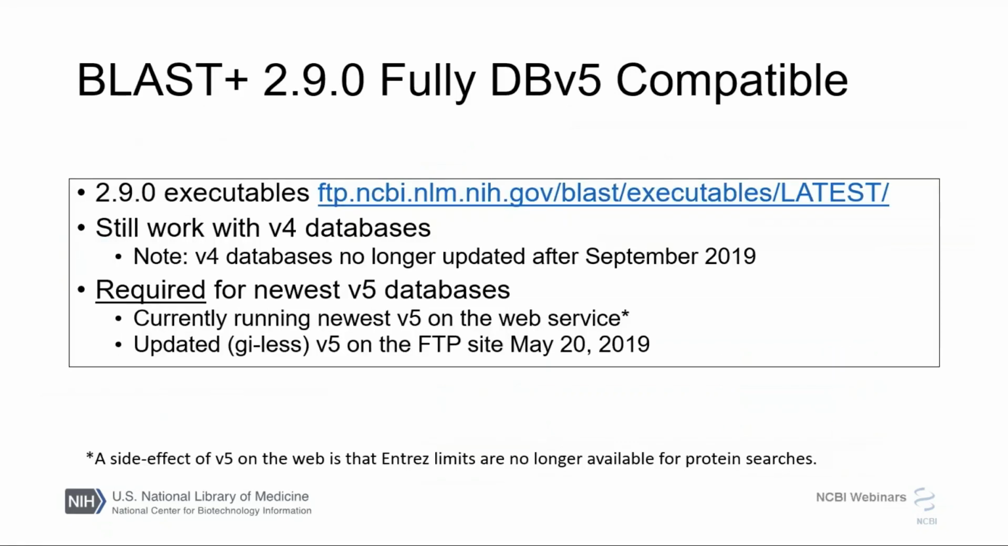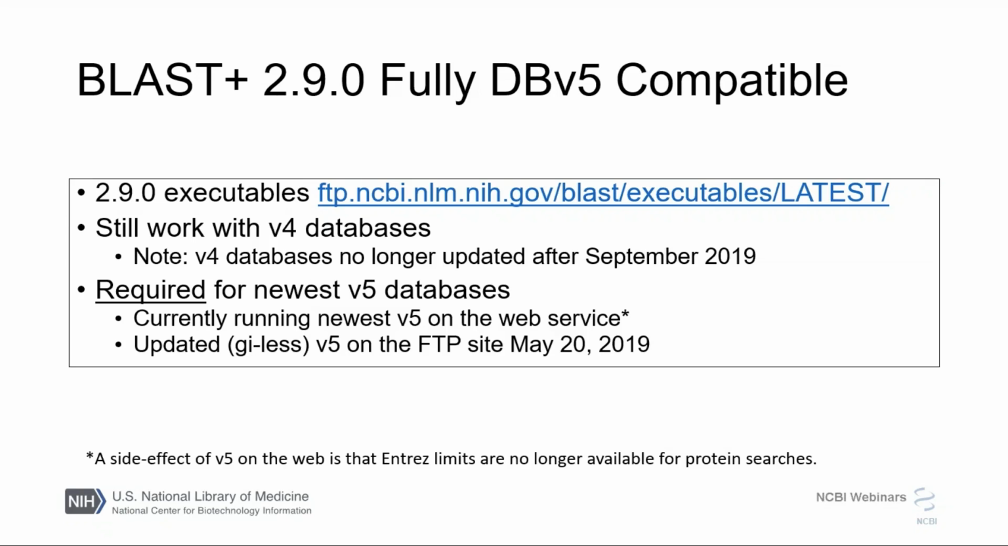What's been up for a while at NCBI is sort of a not quite fully DB version 5 database, which means that it does have GI numbers in it. In order to work with the fully GI-less database, you're going to need to upgrade both your BLAST binary to 2.9.0 and to get the new DB version 5 database. The executables for 2.9.0 are available in the usual place on the BLAST FTP directory, in the latest directory, in the latest link in the FTP directory there for executables.